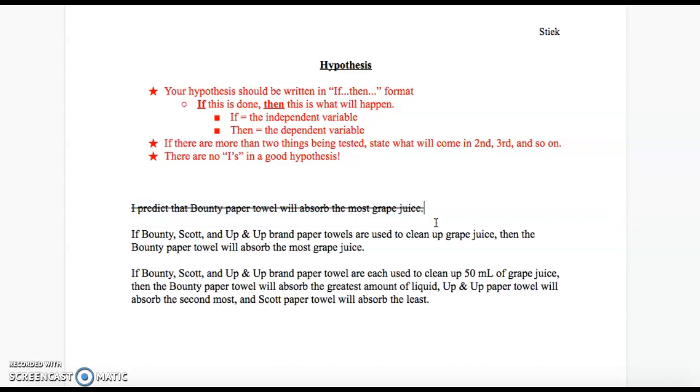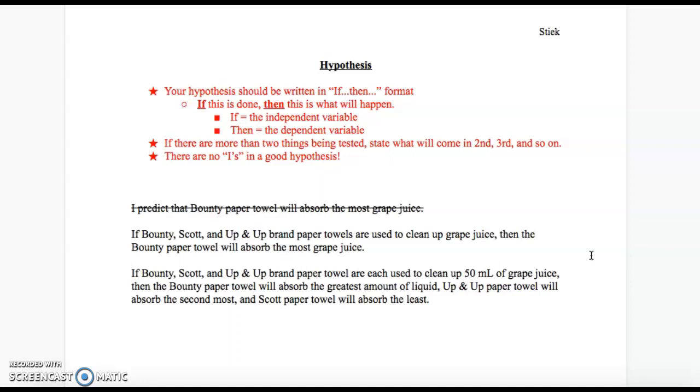Hypothesis number 2, if, good start, Bounty, Scott, and Up and Up brand paper towels are used to clean up grape juice, then the Bounty paper towel will absorb the most grape juice. This is a solid hypothesis. We have the if, we have the comma then. We've talked about what we're changing, our independent variable following the if. We've talked about what we think the result of that change, that independent variable, will be after the then.